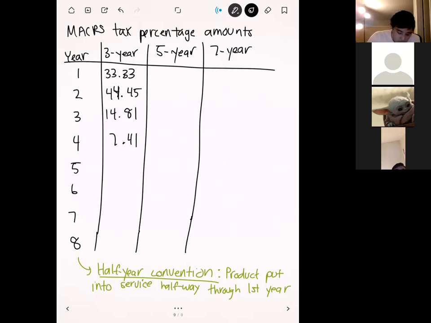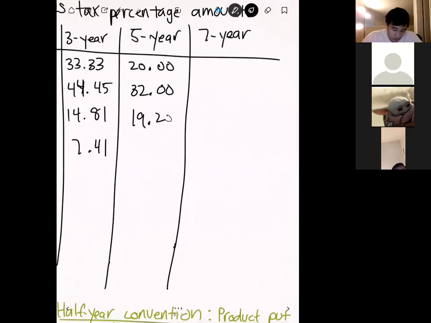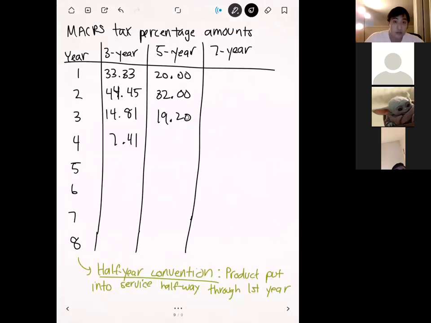All right, so let me go ahead and fill in the percentages for the 5 year, okay? And so it's going to be 20.0, then we have 32, then 19.20, okay? Then 11.52, and in year six, we have 5.76, sorry.